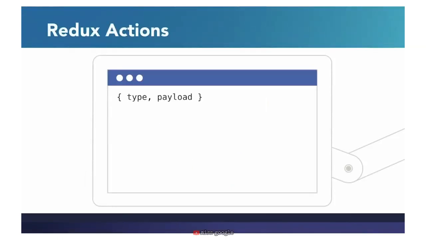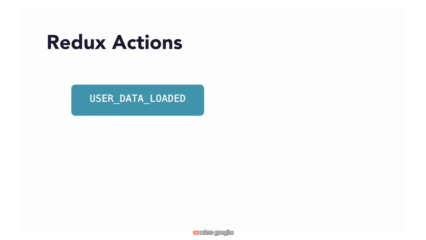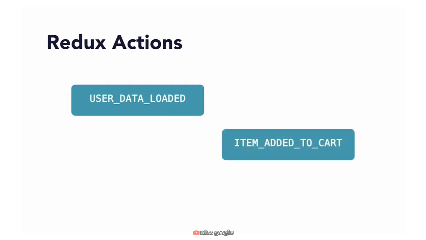Redux actions are JSON objects consisting of two things: an action type, which is basically just a string naming the action, and a payload of additional data. The purpose of Redux actions is to explicitly define the different events that can occur in our application. So for example, we could have an action with the type user_data_loaded, with a payload that contains the actual user data that we just fetched from the server. Or we could have an action with the type item_added_to_cart, with a payload that contains the ID of the item that the user just added to their shopping cart.